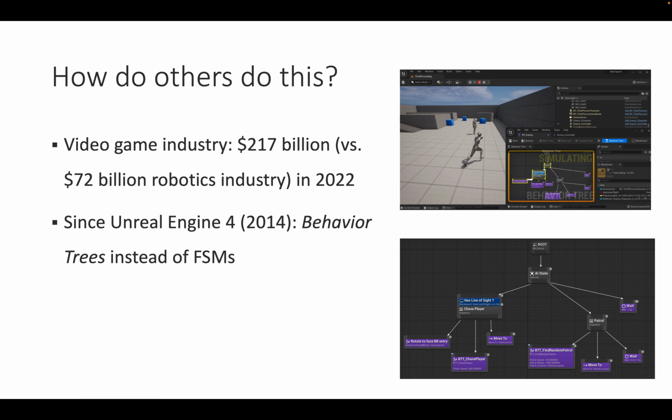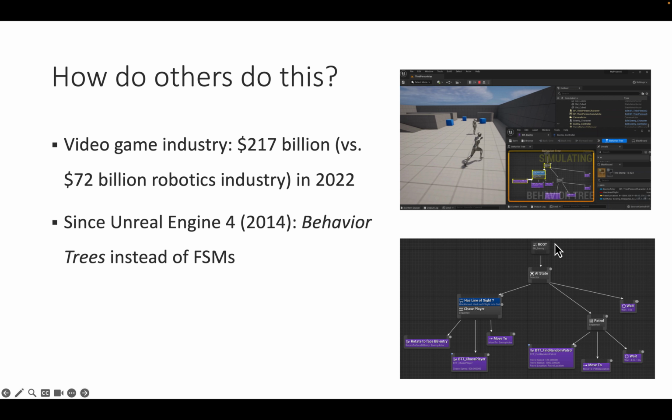And since 2014, one of the main game engines, the Unreal Engine, has stopped using finite state machines and introduced behavior trees. So this is Unreal Engine 5, which is the current version, and the way this works is you have some kind of simulation view of your characters, and you can drag and drop what looks like state machines but is actually behavior trees.